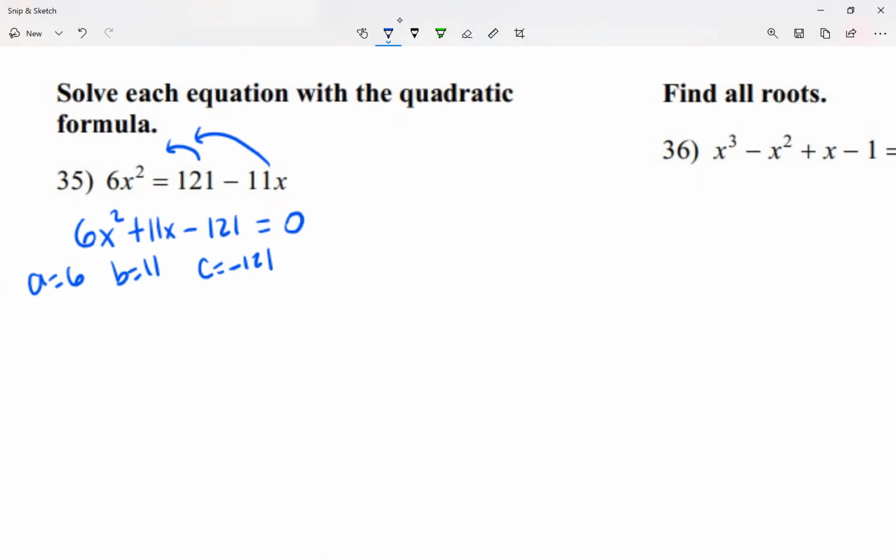Okay. And I'm going to do my discriminant. That's where I always start when I do my quadratic formula. So let me remember the discriminant, b squared minus 4 times a times c. So 11 squared minus 4 times 6 times a negative 121. Now use a calculator if necessary. 11 squared, it's 121.